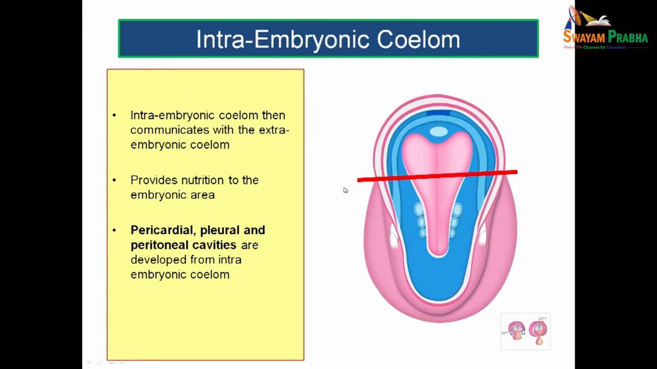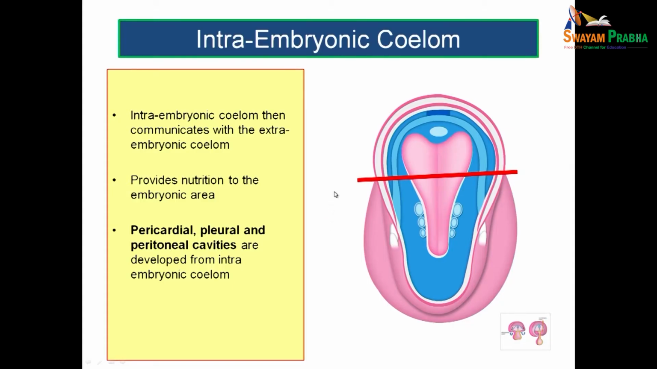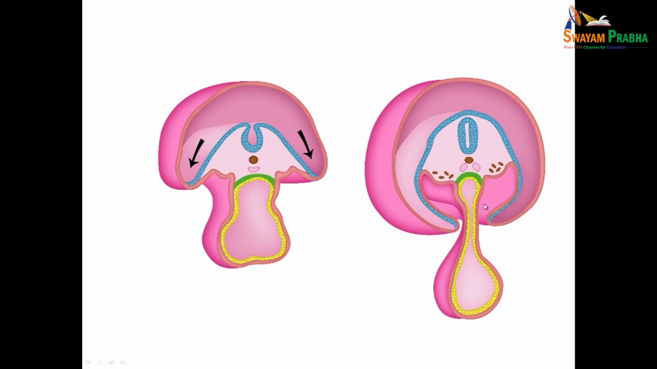Suppose you are going to take a section here. This view is after removing the amniotic membrane, as if you are looking from above. Now, what we are going to do is take a section like this. This is actually the coronal section. If you take a section like this, let us see what features you will be seeing.